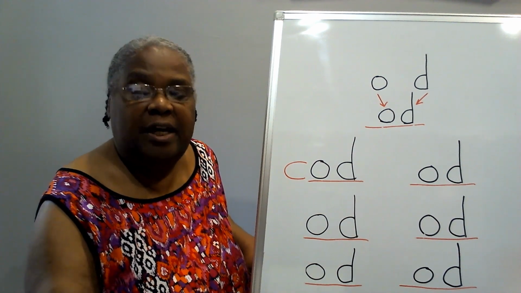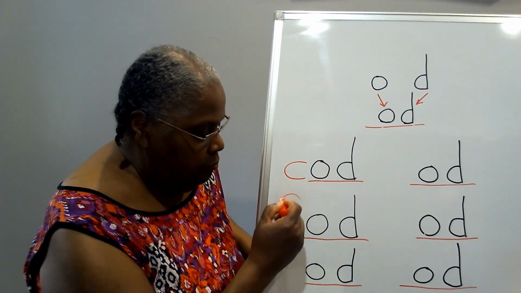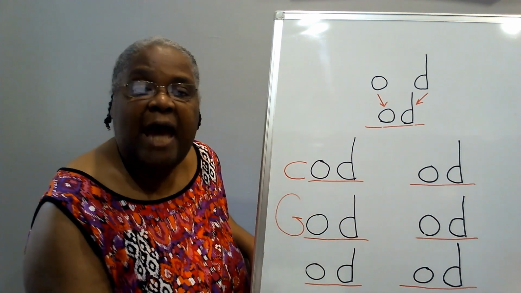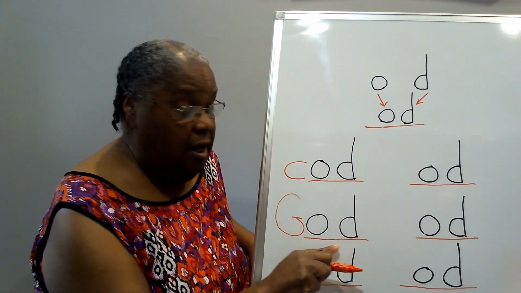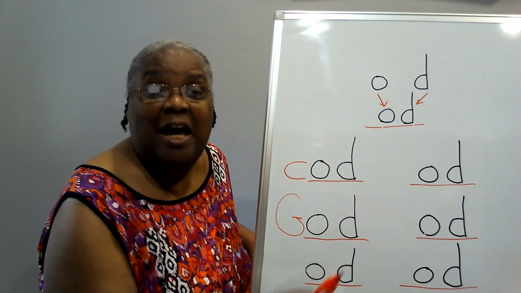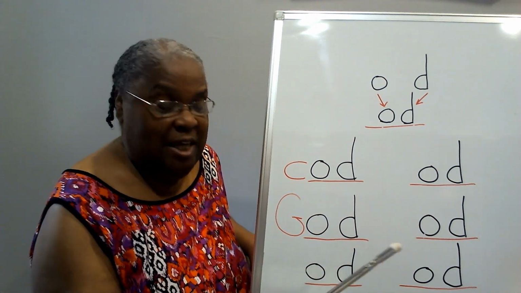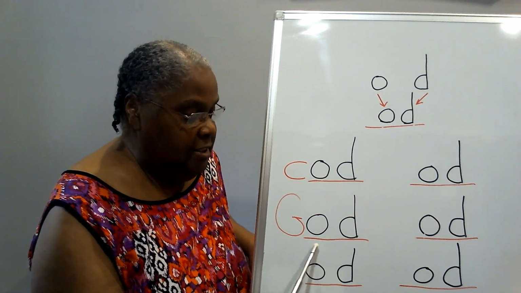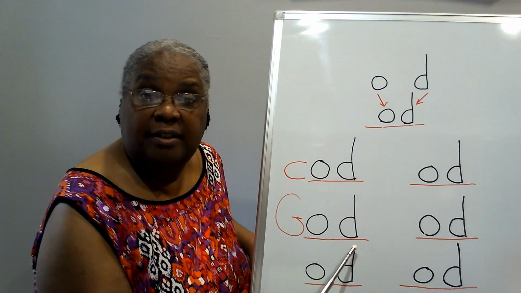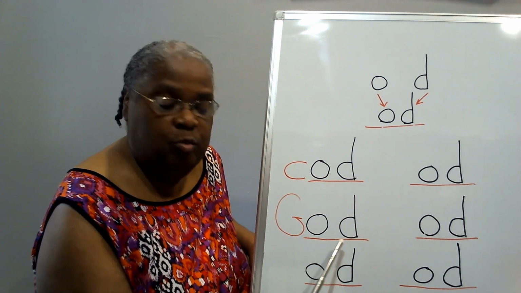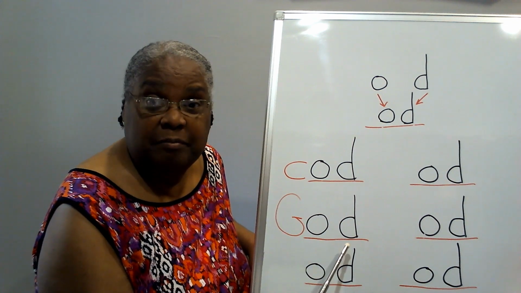When we put the letter G at the beginning of the blend odd, we form the word God. Let us sound out the word together. Say the G sound, g. Say the sound of the blend, odd. Now say the G sound and the sound of the blend together smoothly, God.